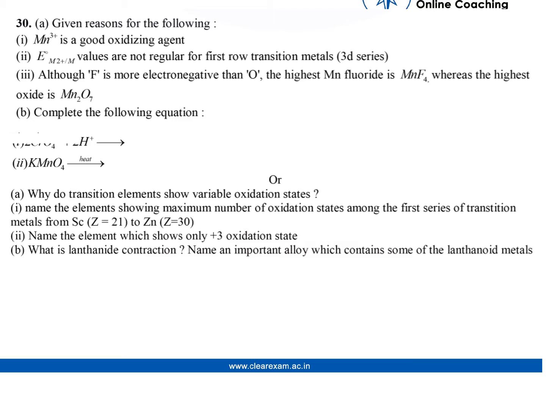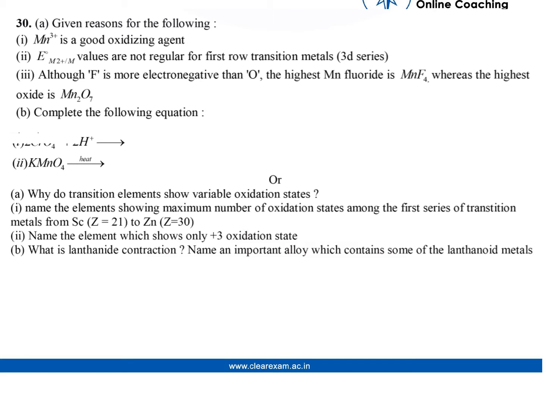Third, although F is more electronegative than O, the highest Mn fluoride is MnF4, whereas the highest oxide is Mn2O7. B. Complete the following reaction. Second part, KMnO4 when heated gives, or A part, why do transition elements show variable oxidation states?